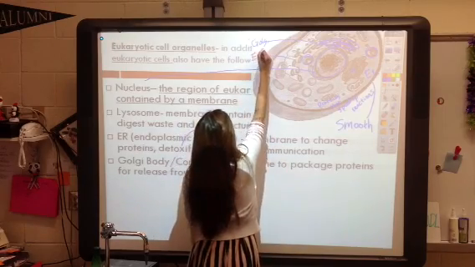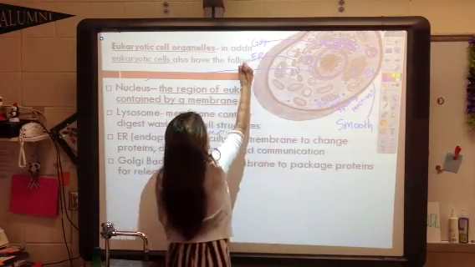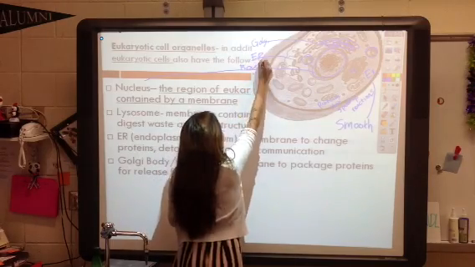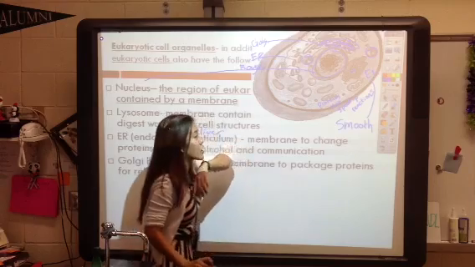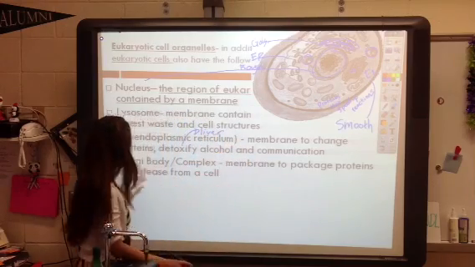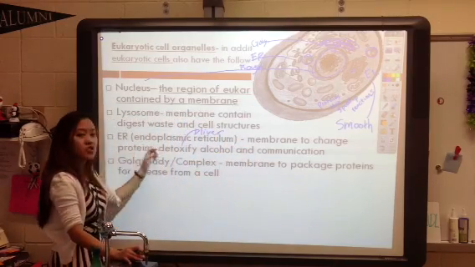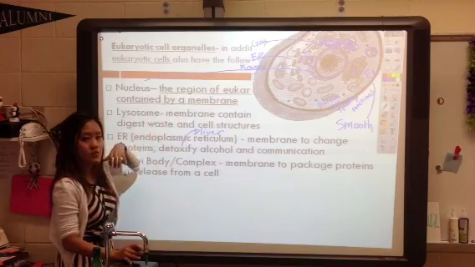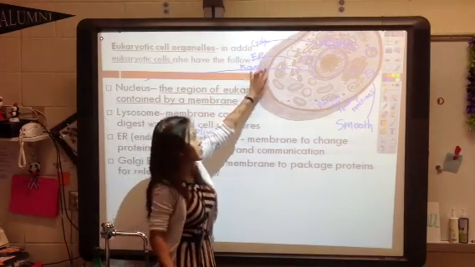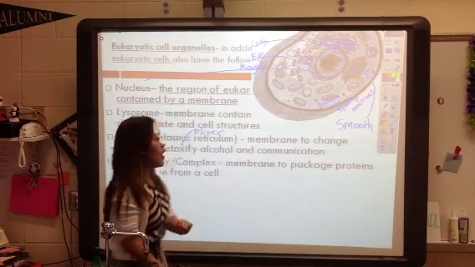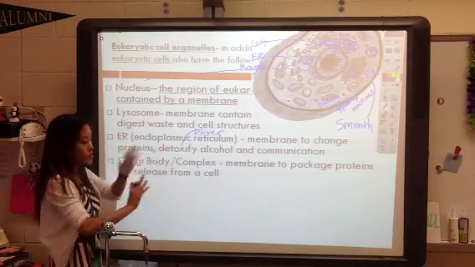This is also your ER, but it's going to be considered rough because it has these dots that you can see on it. And those dots actually are ribosomes. Remember that part of the ER is to change those proteins. So you have ribosomes there that are making the proteins. Then they can be changed by the rough ER, and then they can be shipped to the Golgi to shift it around even more.